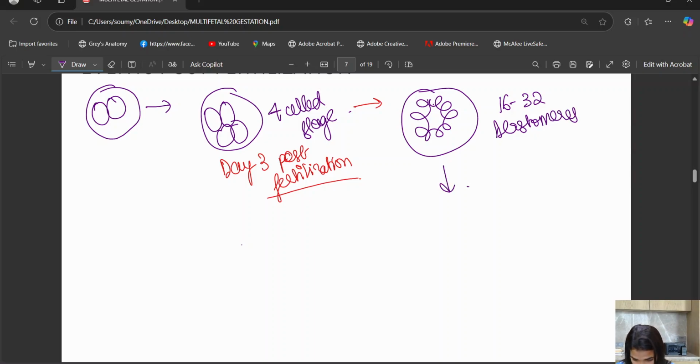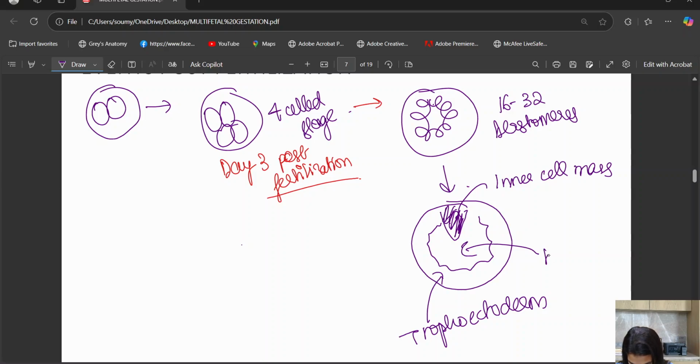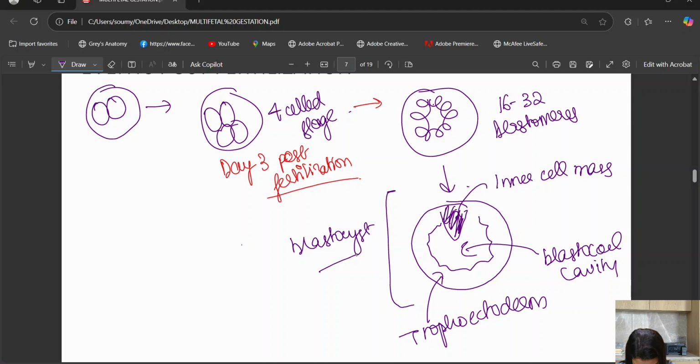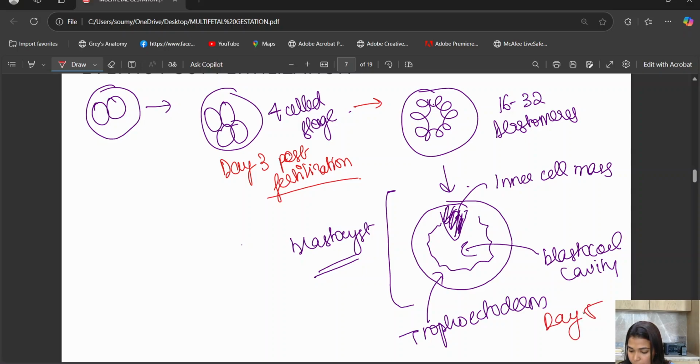And from here there will be a structure formed that will have an inner cell mass, and that will also have a trophoectoderm, and there will be a blastocele cavity, and this is called a blastocyst. Now what day does this blastocyst form? It forms on day 5.